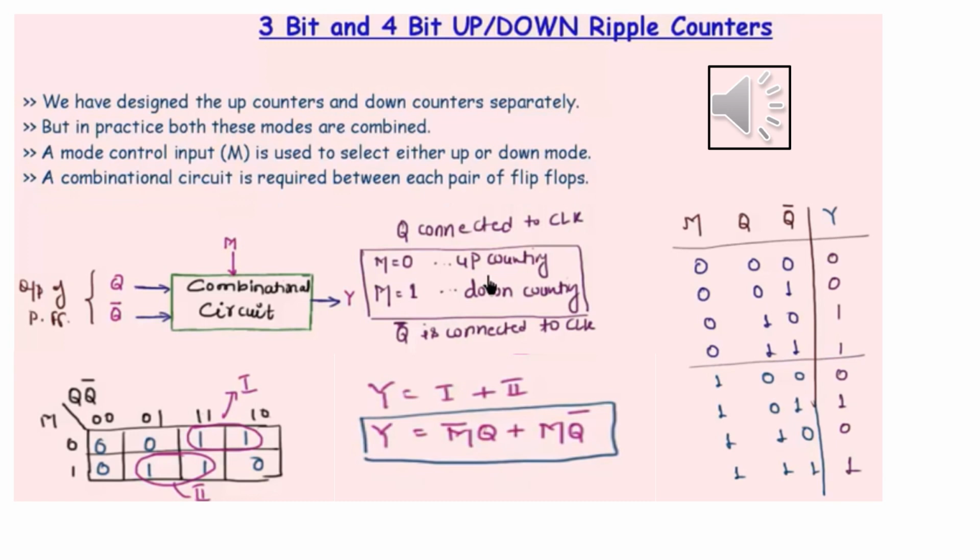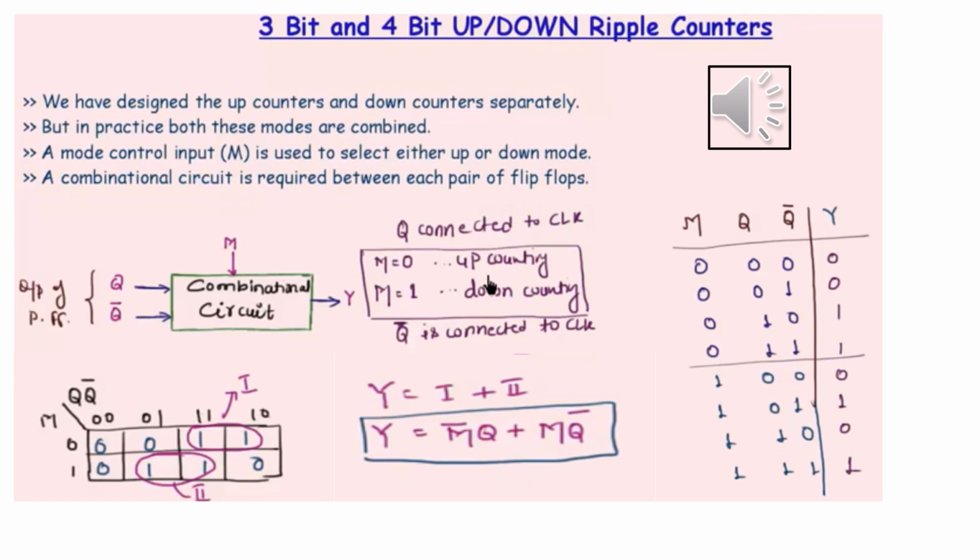So now we are going to derive a truth table for this combinational circuit. You consider 3 inputs M, Q and Q bar. M is a control input. So I can have 2 power 3 equal to 8 binary combinations for my input quantities. So we can write the values from 000 to 111, which is nothing but 0 to 7.